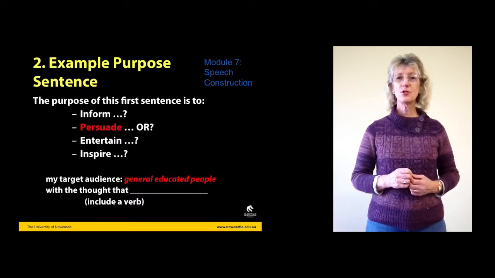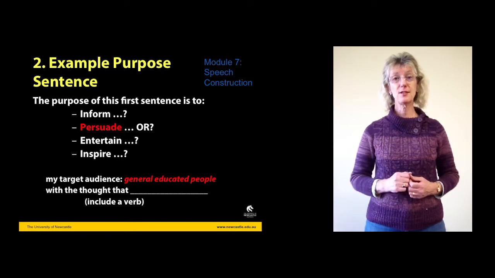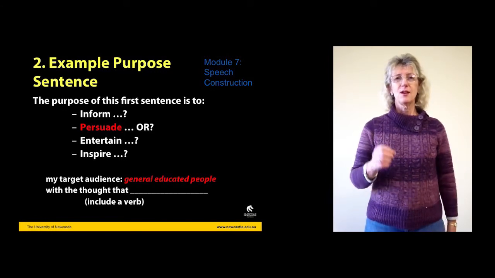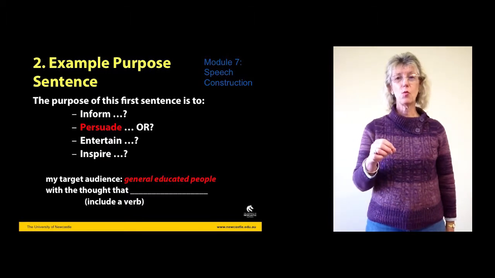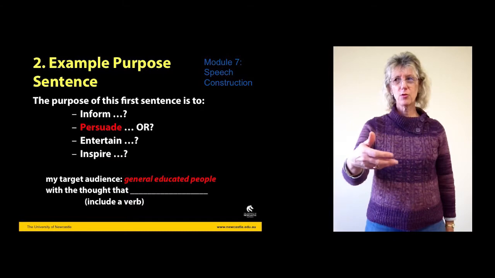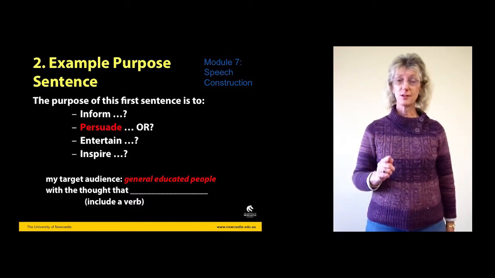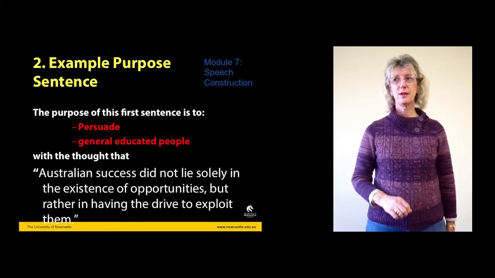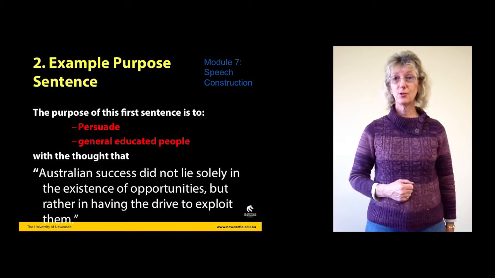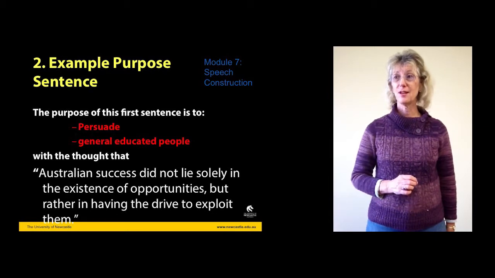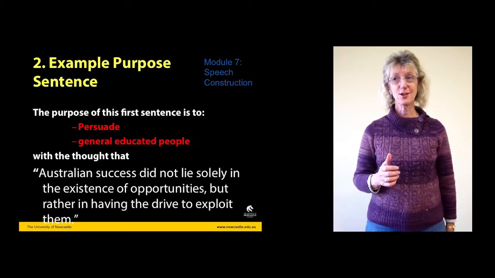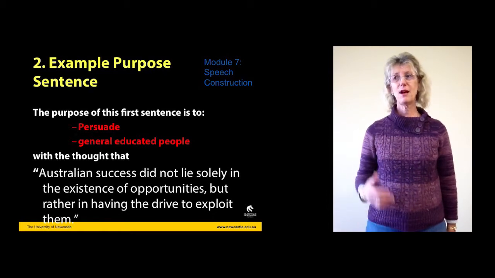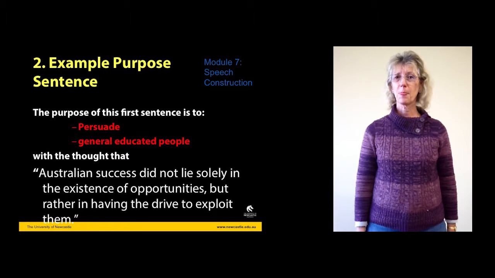And in this case, we'll choose the target audience as a group of educated general audience members. Once we know that much, we have to think, what are we going to persuade them with the thought that what? Now, the what needs to contain a verb. The aim of my speech is to persuade a general educated audience with the thought that, and in Sylvia's speech, Australian success did not lie solely in the existence of opportunities, but rather in having the drive to exploit them. That's the main point of Sylvia's speech.